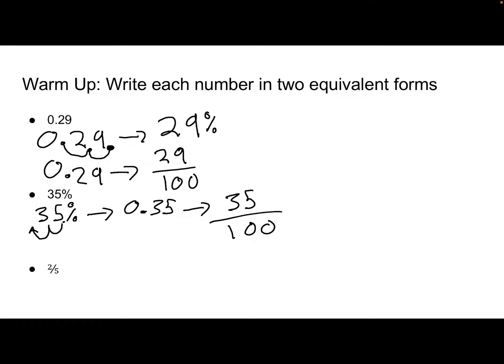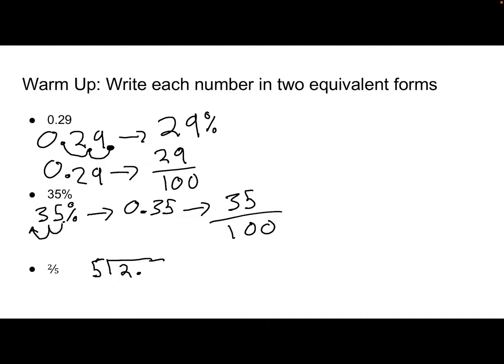All right, and lastly, we have a fraction. Going from fraction to decimal is definitely the hardest one here. We do it by long division, right? So our numerator goes on the inside, and our denominator goes on the outside.